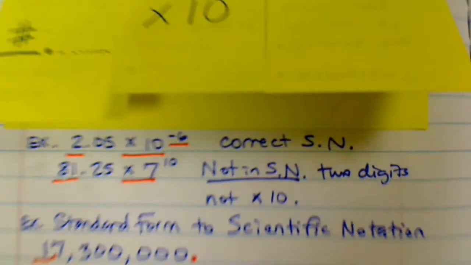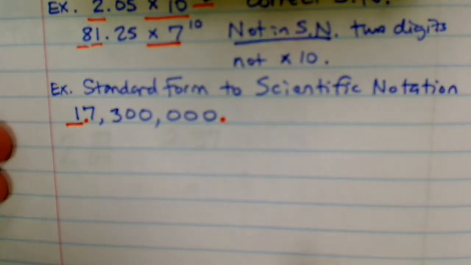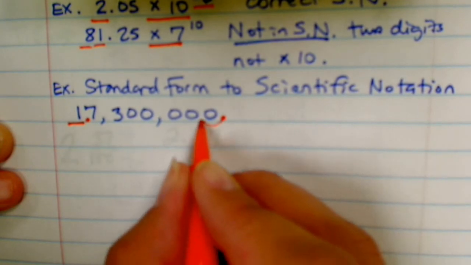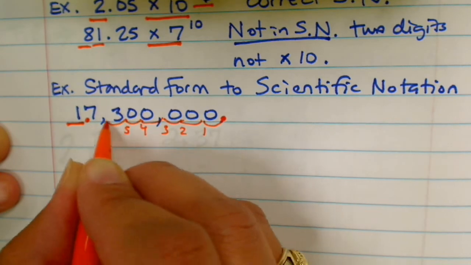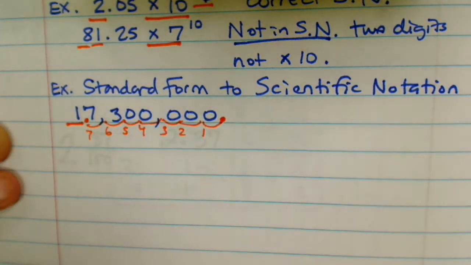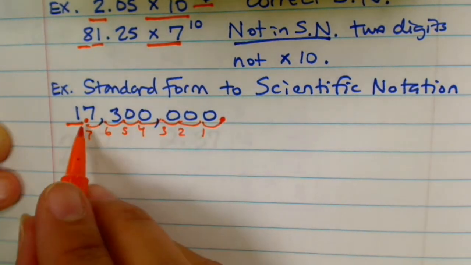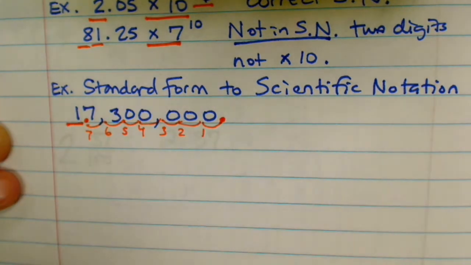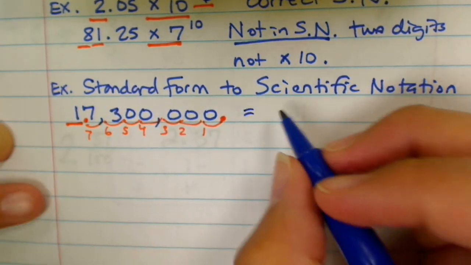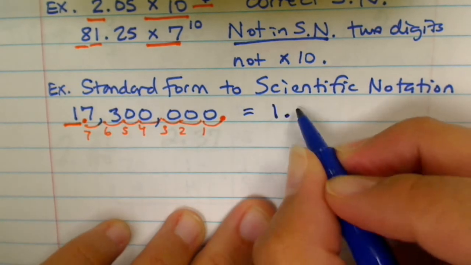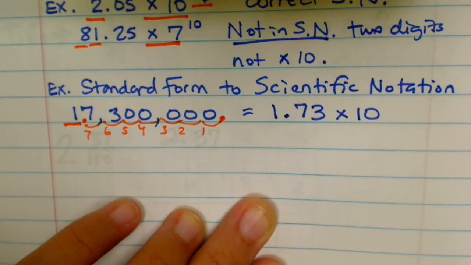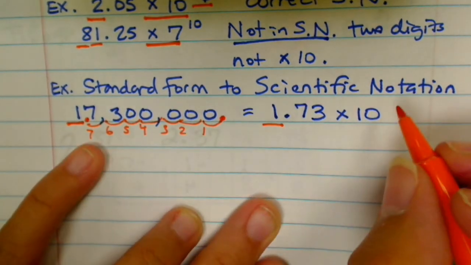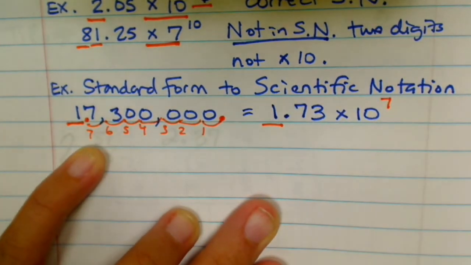Now I'm going to count how many times I need to move the decimal. So there's 1, 2, 3, 4, 5, 6, 7. I need to move the decimal 7 times to get it so that I have one digit to the left of the decimal. So this number in scientific notation is going to be 1.73 times 10, and then the exponent is going to show how many times we move the decimal, which in this case is 7. Now we can write a positive 7 or a negative 7.